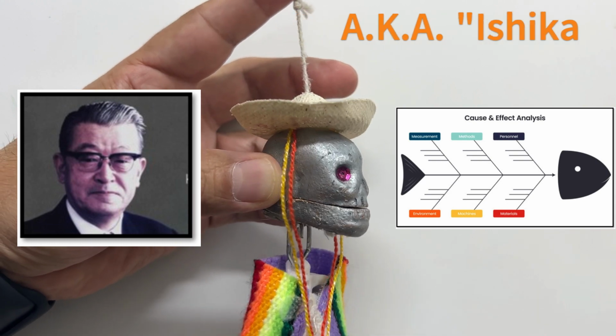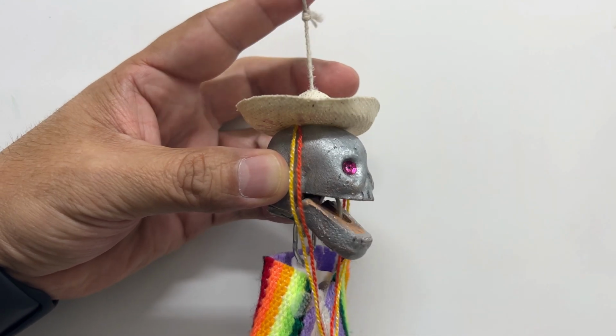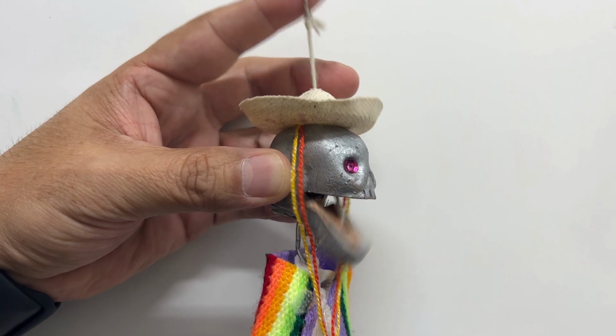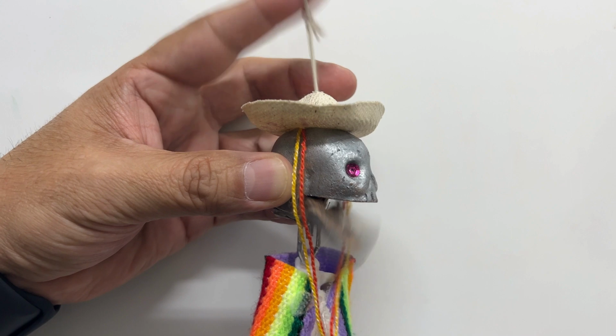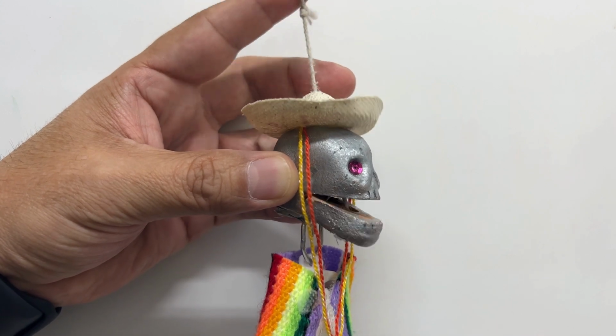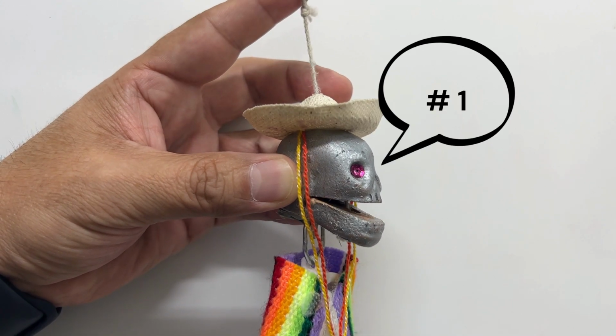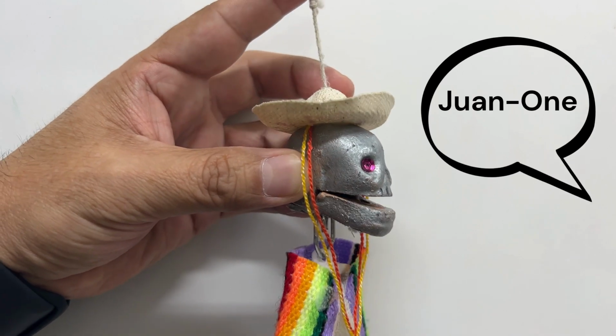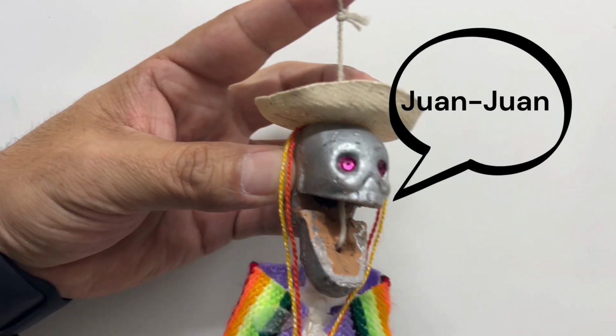Juan-Juan, before we start, can I ask you a question? Sí. Is Juan your first name or your last name? Oh, that's simple. My first name is Juan, and my last name is the number 1. So in reality, your name is Juan-Juan. Is what I said. Juan.